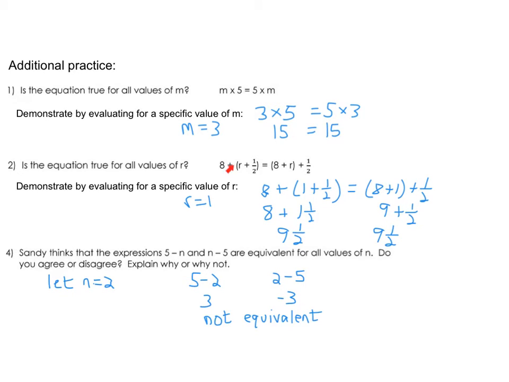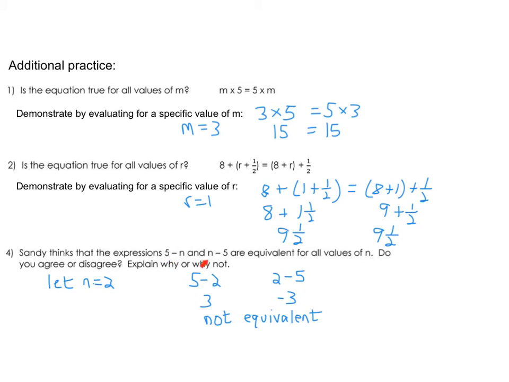Here we're looking at an associative property problem. I let r equal 1, so I substitute 1 in for r in both the left and the right-hand side. When I do the parentheses, 1 plus 1/2 is 1.5. Add that to 8, I get 9.5. On the right-hand side, I add the 8 plus the 1 first, I get 9, plus the 1/2 is 9.5. So once again, you can see that the associative property, when you're using addition, works.